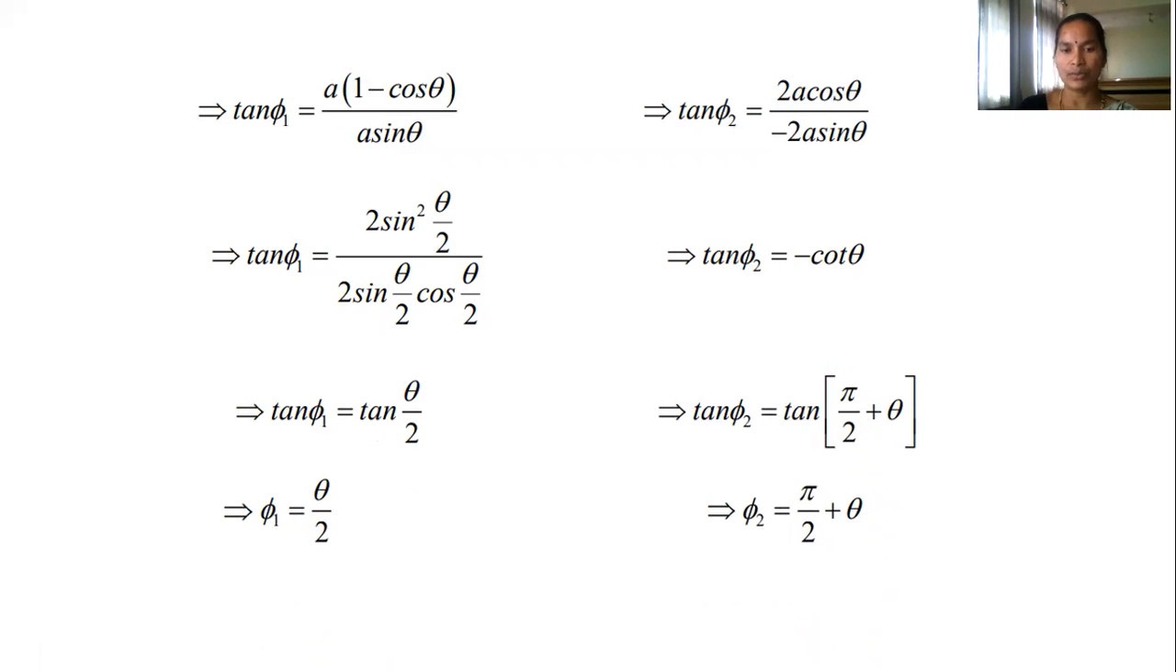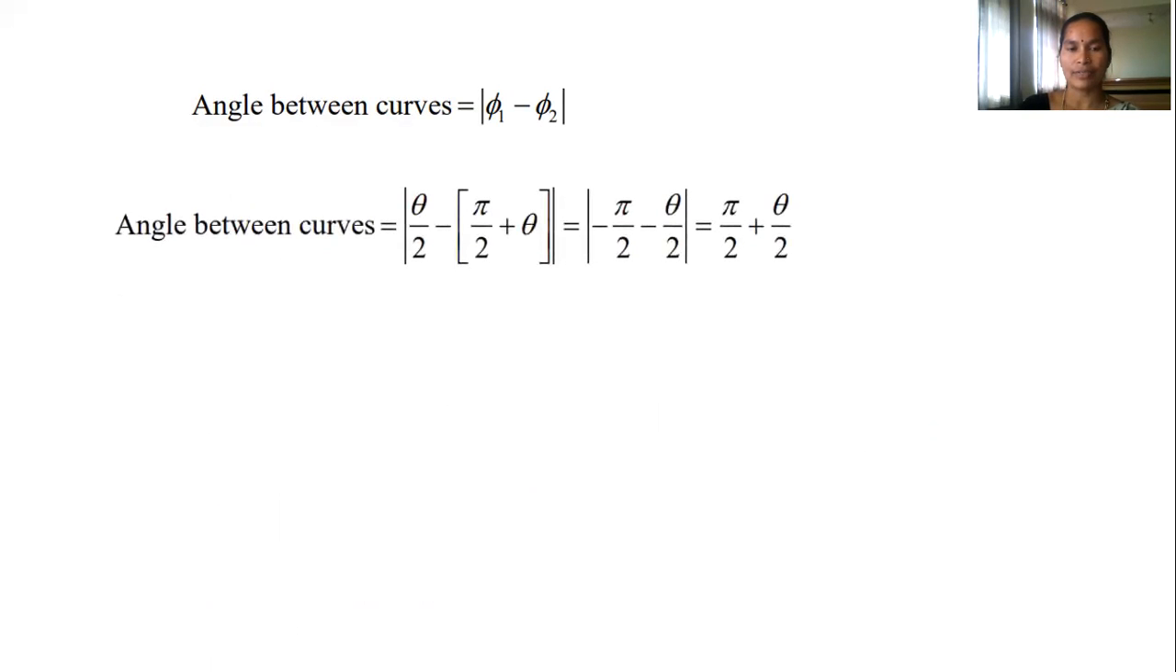As we know, the angle between the two curves is modulus of phi 1 minus phi 2. So we'll substitute in the place of phi 1 as theta by 2 and phi 2 as pi by 2 plus theta. So the angle between the curves is phi 1 minus phi 2, that is phi 1 is theta by 2 minus phi 2 is pi by 2 plus theta. So therefore, theta by 2 minus theta is minus theta by 2, so minus pi by 2 minus theta by 2. If we take the negative sign outside, we'll get pi by 2 plus theta by 2.